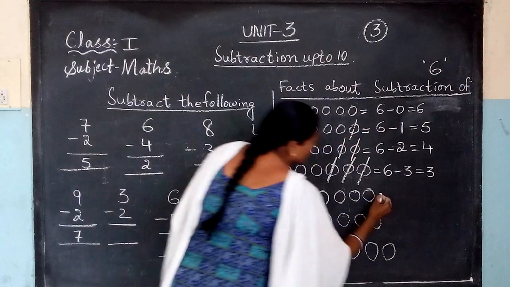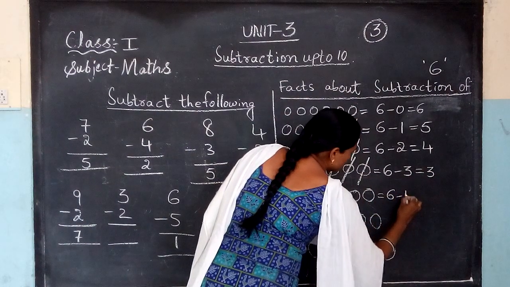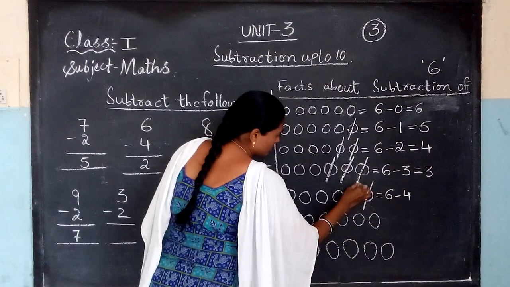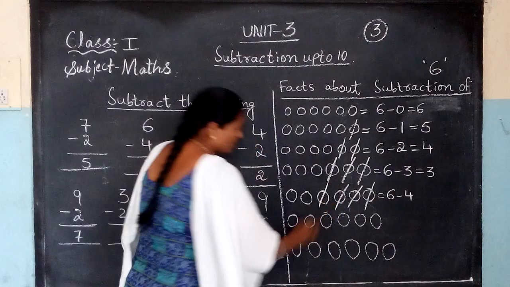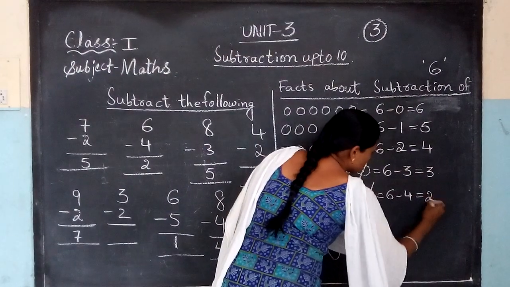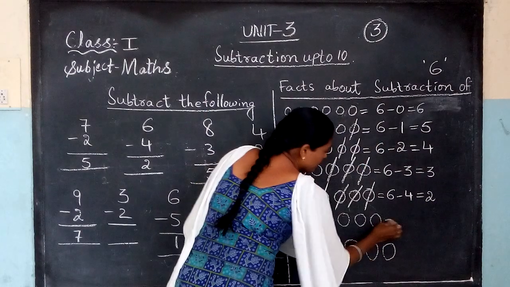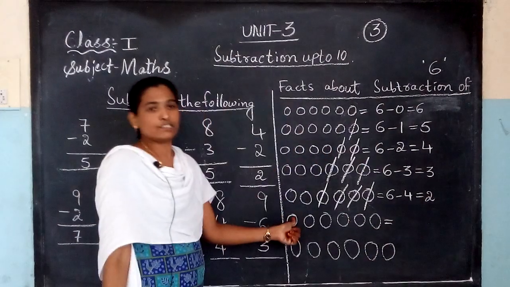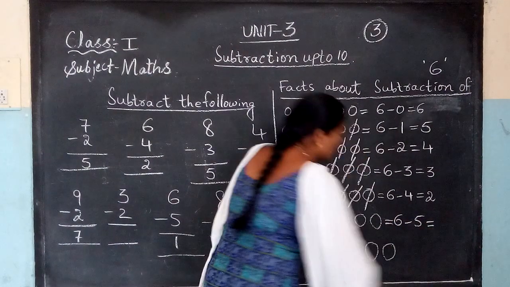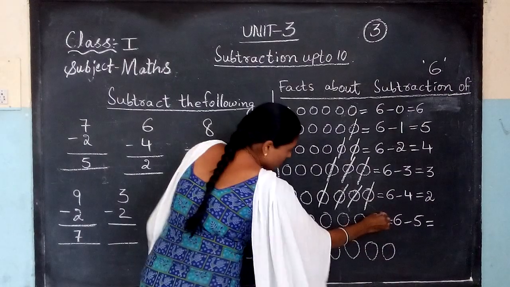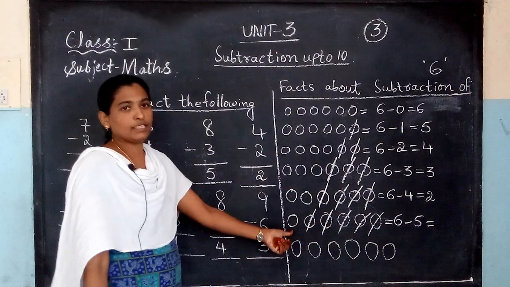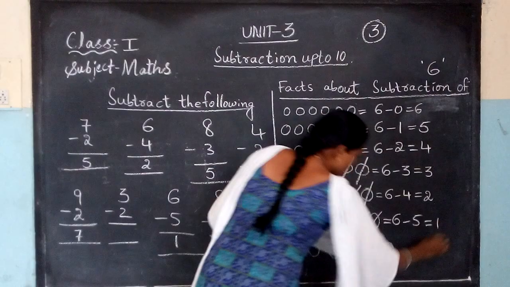Next, total how many are there? 6 minus 4. If you take away 4 from 6, cut off 1, 2, 3, 4. How many are remaining? 1, 2, which is equal to 2. Next, total circles how many? 6 minus 5. How many do you have to take away? 5. 1, 2, 3, 4, 5. Remaining how many are there? 1. Yes.